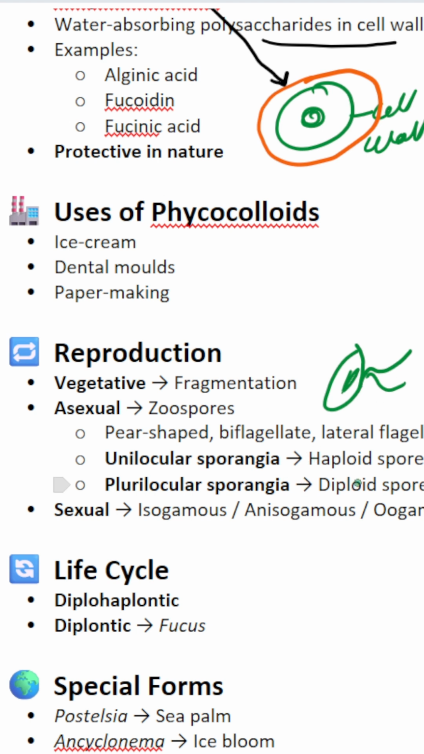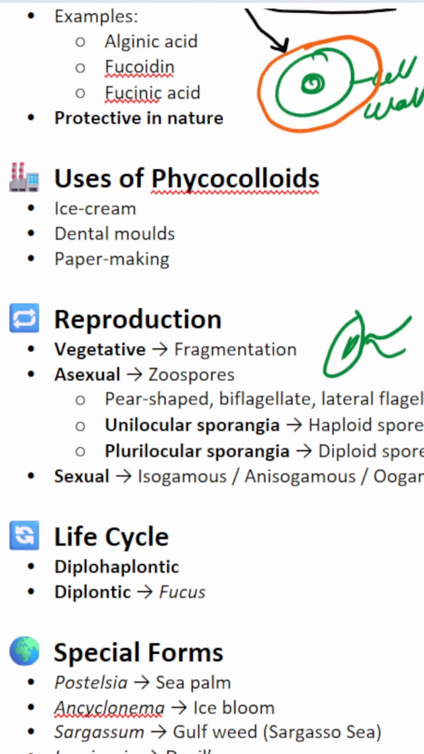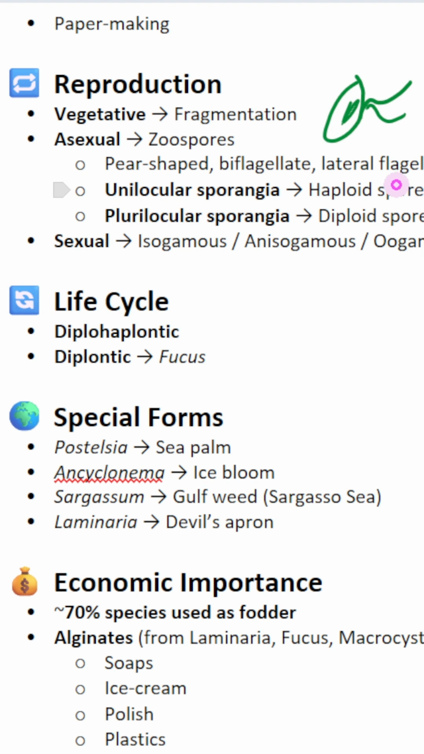But in some algae we find unilocular sporangia present, with haploid spores, where only one spore is present. And also in some we find plurilocular sporangia present. Normally the unilocular sporangia produce haploid spores and the plurilocular sporangia produce diploid spores. So this particular group of algae produces haploid spores as well as diploid spores. And sexually they are as usual isogamous, anisogamous, oogamous.